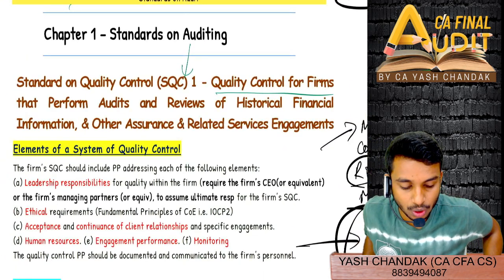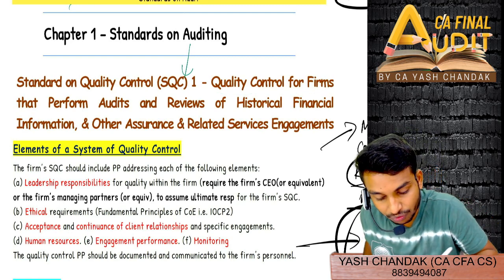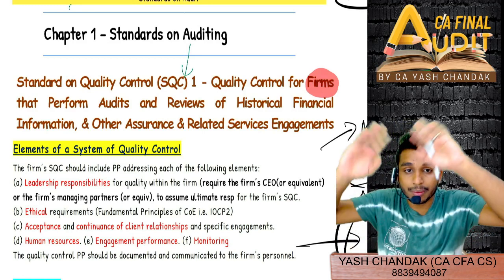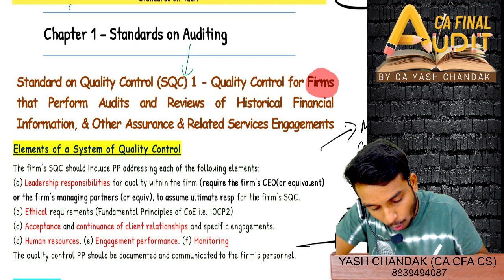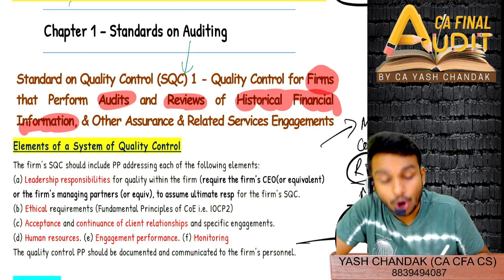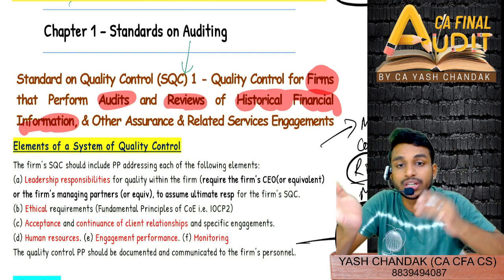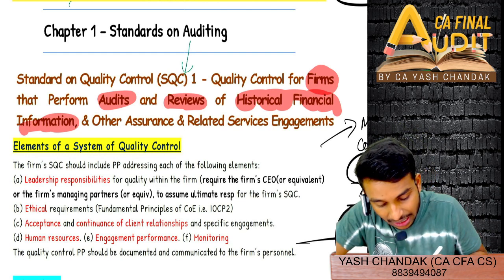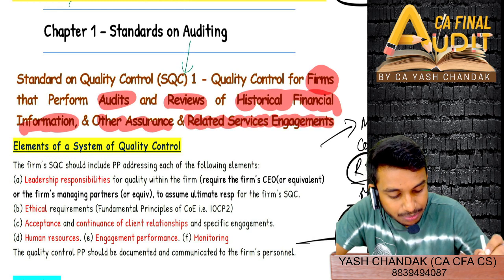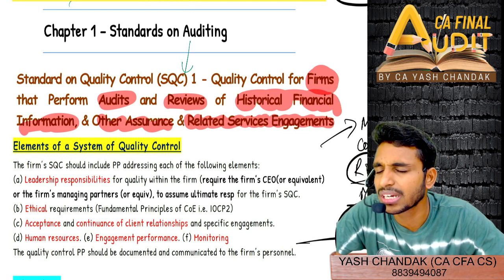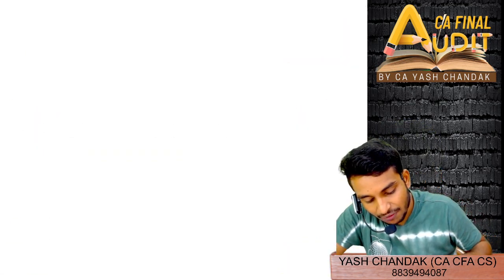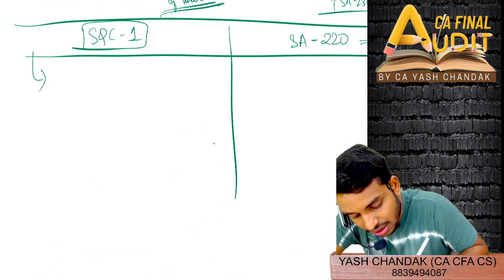Standard on Quality Control 1, quality control for firms, that is the audit firm as a whole, that perform audit services, review services, review of historical financial information, or any other assurance services other than audit and review services, and similarly any related service engagement, that is SRS. So in essence, pay attention, this is firm wide.